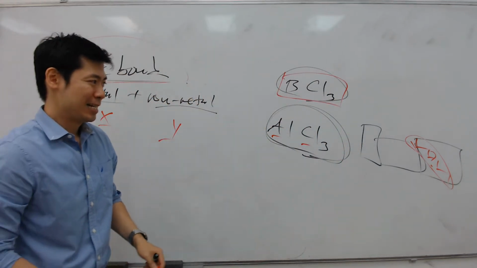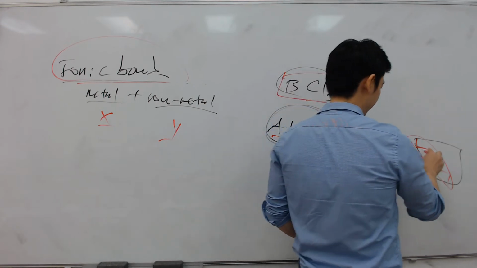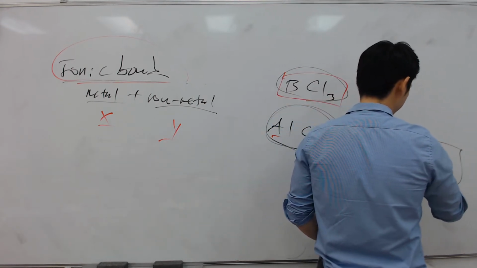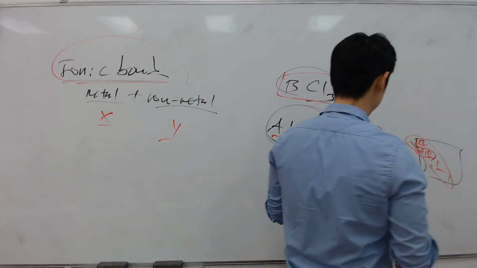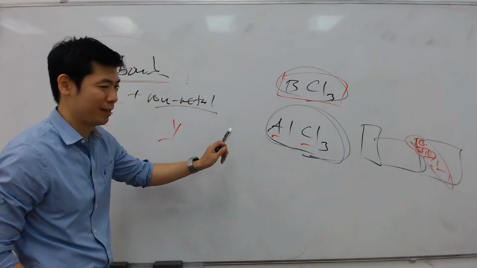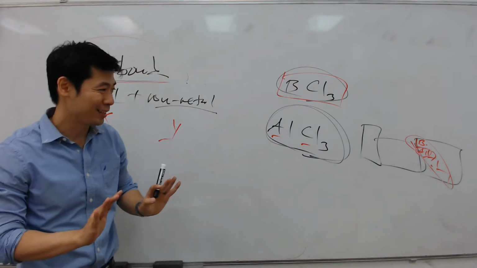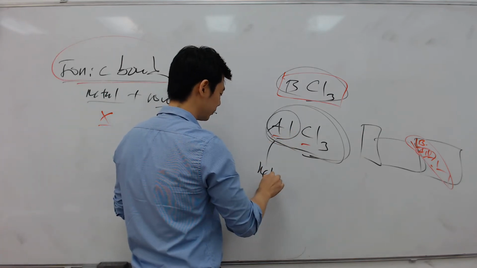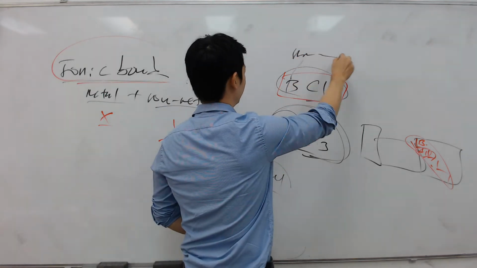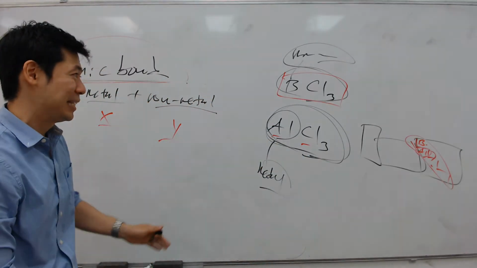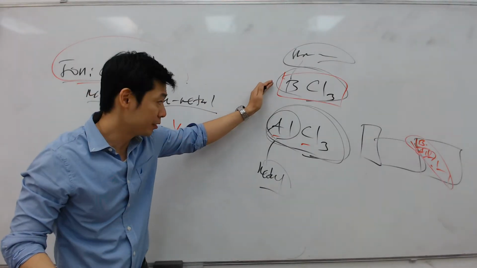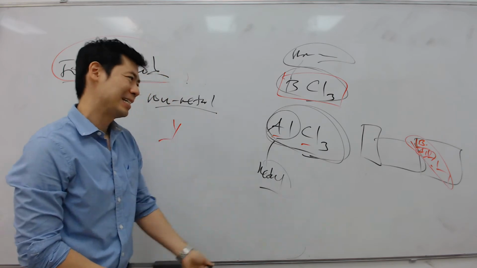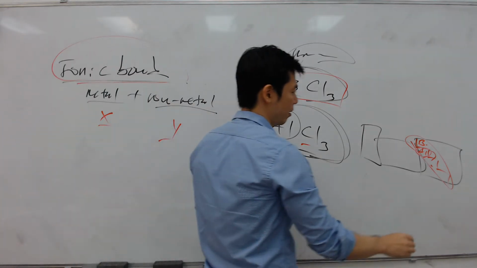Now, boron sits right here, and aluminum is underneath it. So which one is it? Aluminum is a metal. Boron is a non-metal. So this one is not going to create ionic bonding while this one is. It's hard to tell on this line.